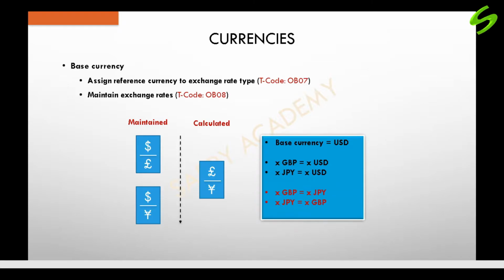We can use a base currency, referred to in SAP as the reference currency, as a base to translate rates between other currencies. For example, you define USD as the base currency. You maintain that 1 GBP equals 1.24 USD. You maintain that 100 JPY equals 0.94 USD. The system derives the rate between GBP and JPY, though it is not maintained.